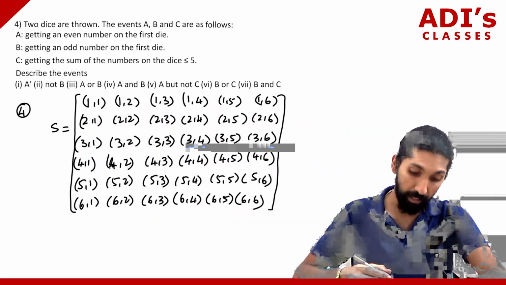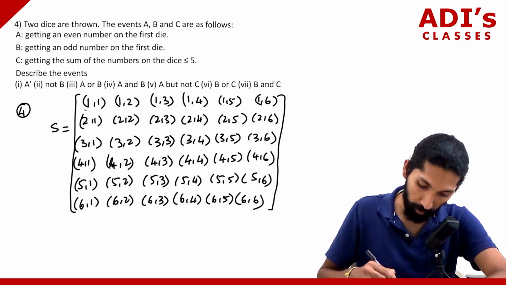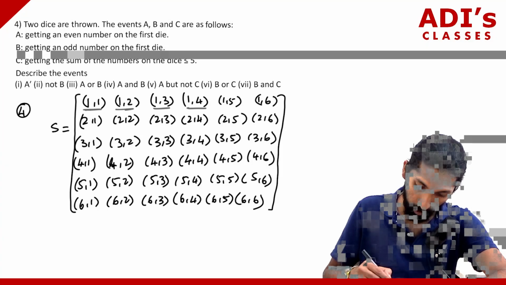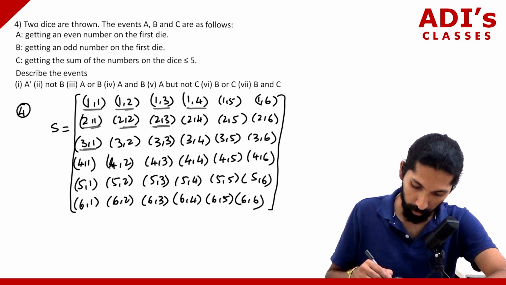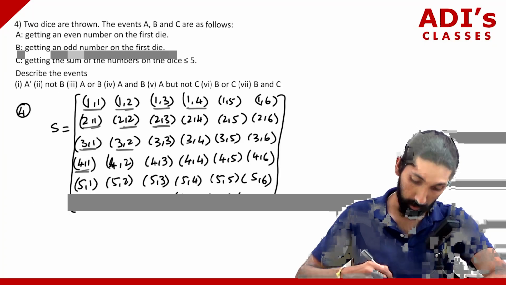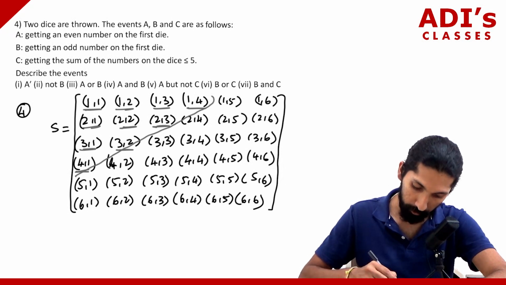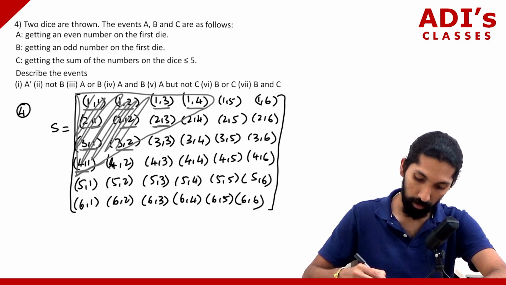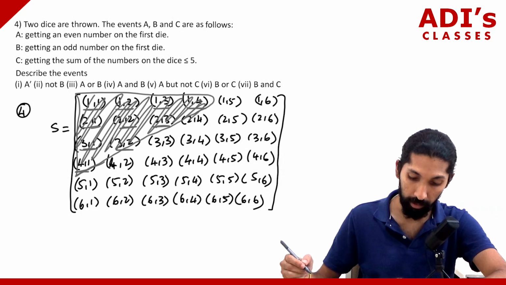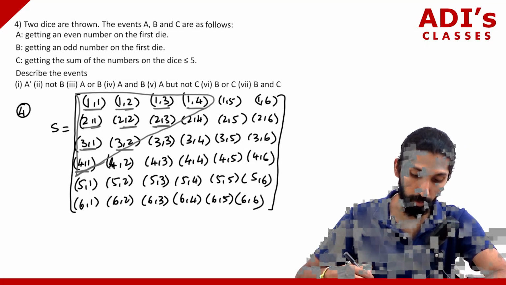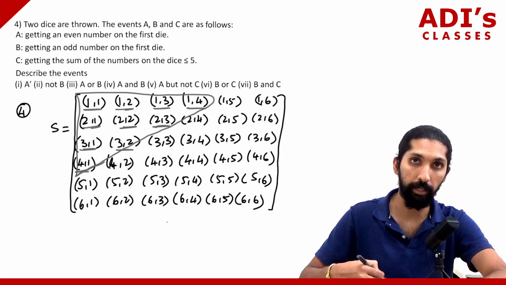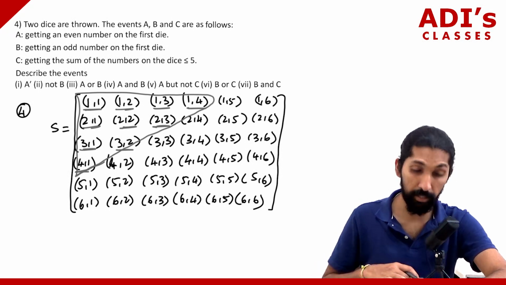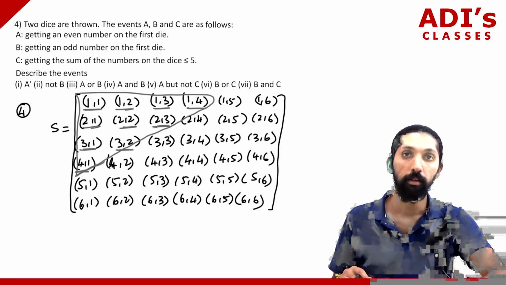Now for C, getting a sum of numbers on the dice less than or equal to 5. Correct? See, getting less than or equal to 5, that's going to be 1, 2, 3, 4. Obviously, the other two is not possible. Next, 1, 2, 3. Next, 1, 2, and 1. So that's basically this entire part of the data. These are all the numbers where the sum is less than or equal to 5. Correct? So we have 4 plus 3 plus 2 plus 1. That's basically 10 values are there. Fine.